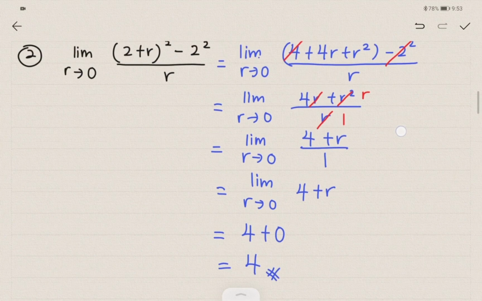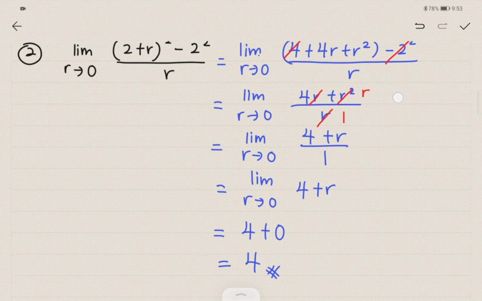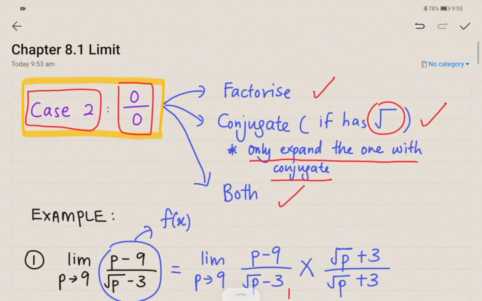So this is how we are going to solve the questions on case 2 when you have 0 over 0. We can either factorize or use conjugate when there is a surd in the f(x), or sometimes we might need to use both.